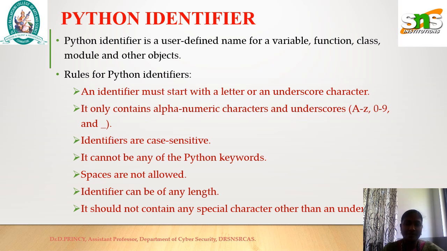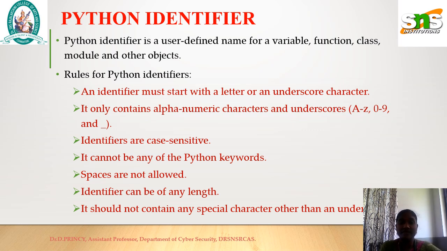Python identifier. In any programming language, an identifier is used to refer to or identify a variable, function, class, module and other objects. And it is also user defined. We have to follow some rules while defining an identifier in Python. It must start with a letter or an underscore character. It only contains alphanumeric characters. That means capital A to Z, small a to z, numbers 0 to 9, and the only special symbol included is underscore.